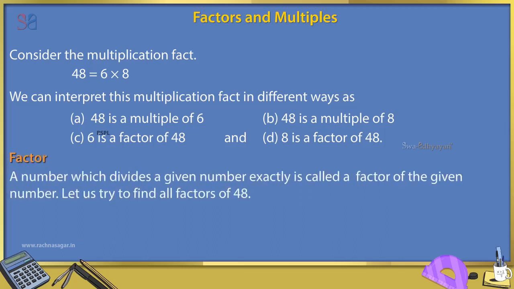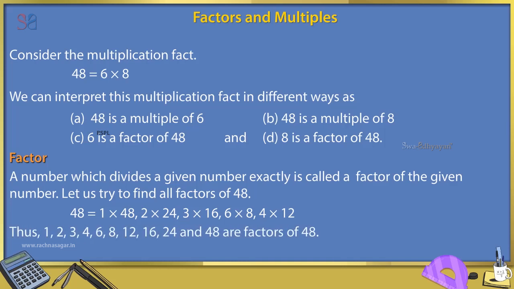Factor. A number which divides a given number exactly is called a factor of the given number. Let us try to find all factors of 48. 48 is equal to 1 multiplied by 48, 2 multiplied by 24, 3 multiplied by 16, 6 multiplied by 8, 4 multiplied by 12. Thus, 1, 2, 3, 4, 6, 8, 12, 16, 24 and 48 are factors of 48.